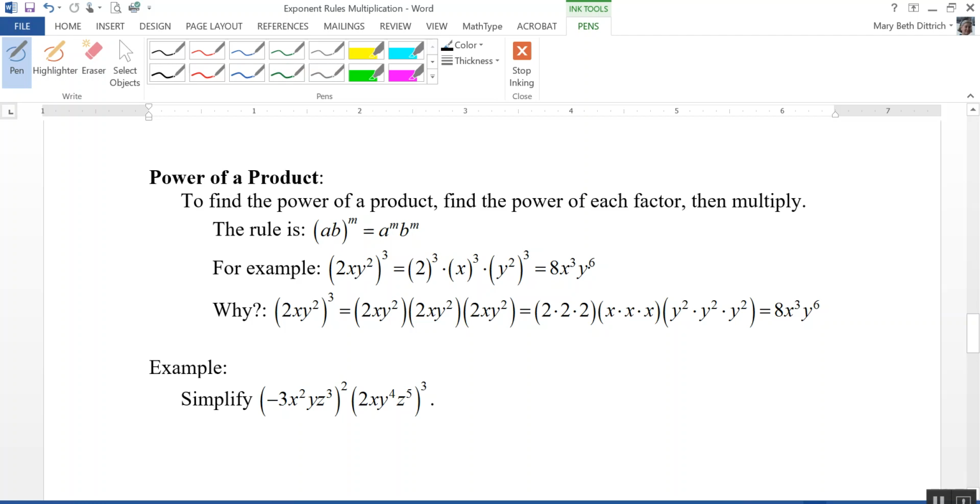Why does that work? Well, remember what's in the parentheses here, this 2xy squared, is being multiplied by itself 3 times. So it's 2xy squared times 2xy squared times 2xy squared. Multiply the coefficients, multiply the x's, multiply the powers of y, and that gives you 8 x to the third power y to the sixth.